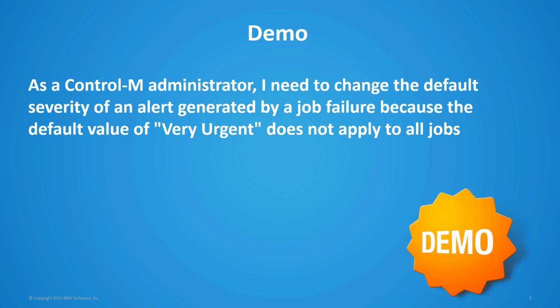As a Control M administrator, I need to change the default severity of an alert generated by a job failure because the default value of very urgent does not apply to all jobs. Whenever a job ends not okay, an alert is automatically generated by the gateway. The default value for the severity of this alert is very urgent. This may not apply to all jobs that you have in your environment, and you may need to change it. Let's go to the client and see how this can be done.